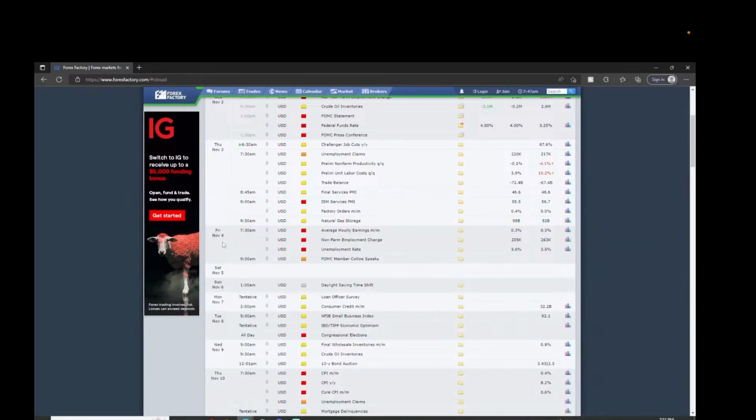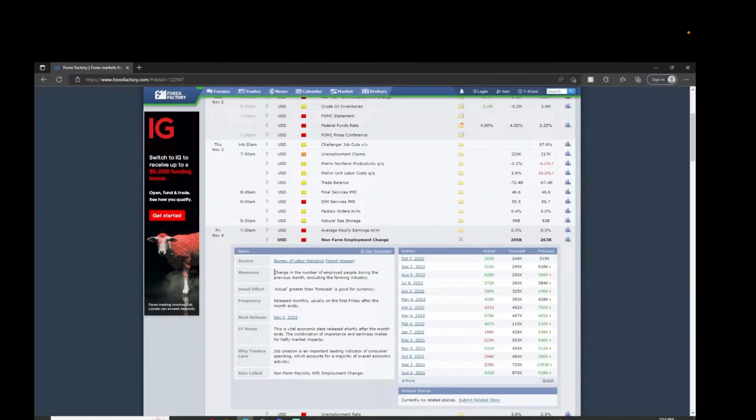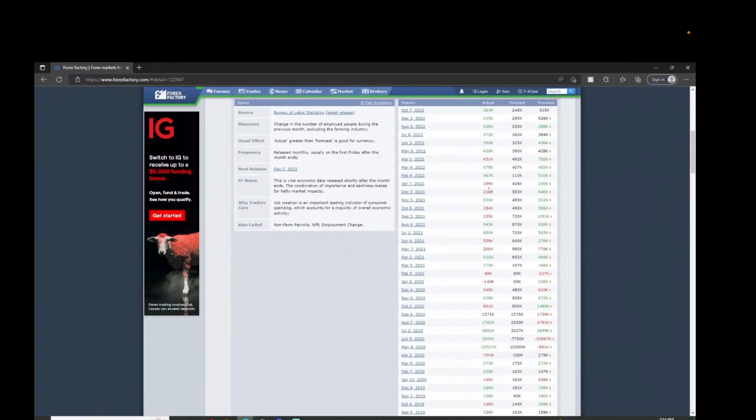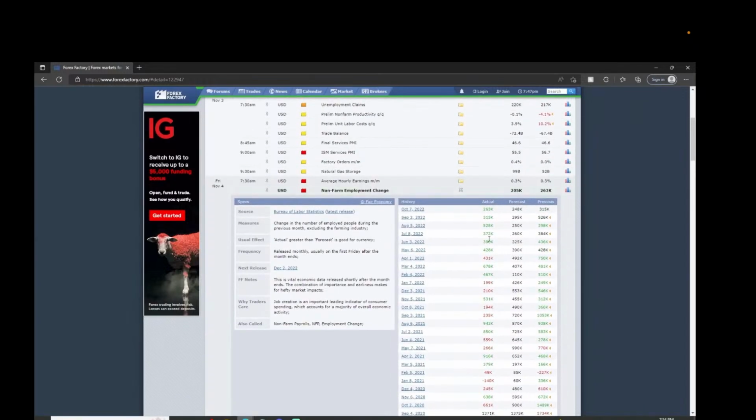On November the 4th, we actually have NFP. Since it's not the first day of the month, it happens in this first week, on November the 4th. We have the same thing where you get a definition: actual greater than forecast, released monthly on the Friday, and then it tells you what it is about. As you can see here, same instance, you've been green for a very long time. There are more streaks of red, but for the most part, it has been straight green.